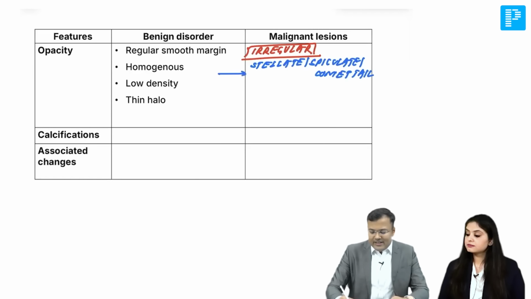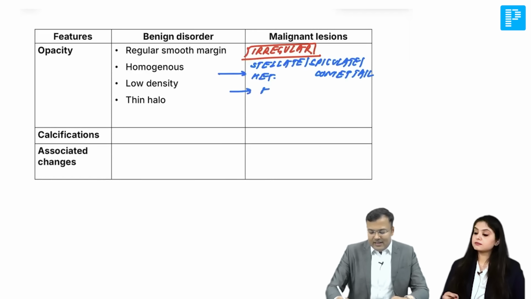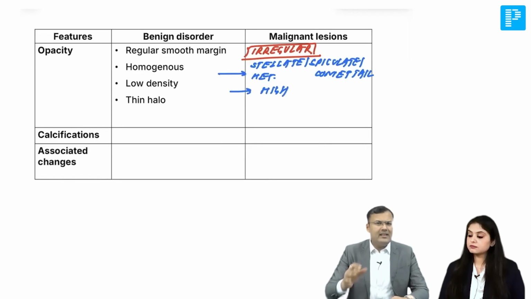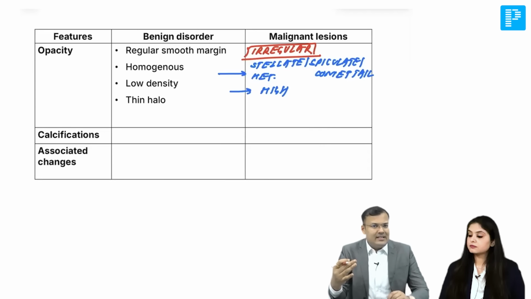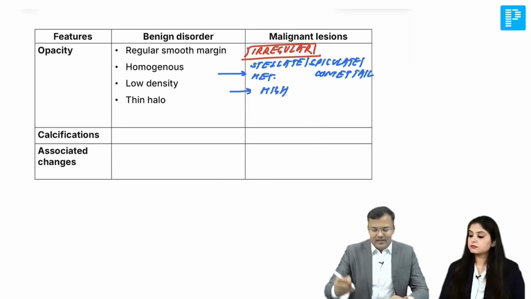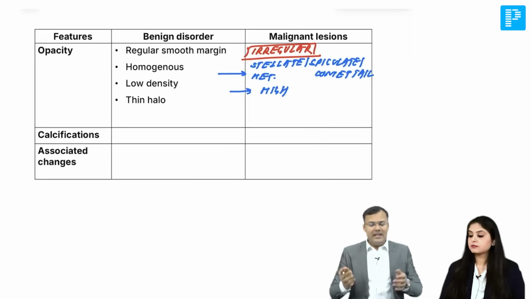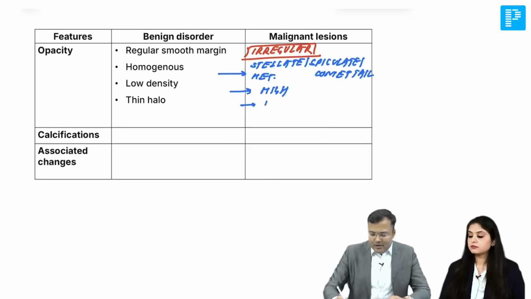Homogeneous. So here it is heterogeneous. Low density. Here there is high density. What do you mean by low density? Low density means the density is very similar to normal breast tissue. High density means the lesion has higher density. Thin halo. Halo means an empty area around the tumor. Here there is a wide halo. Malignancies have a wide halo.